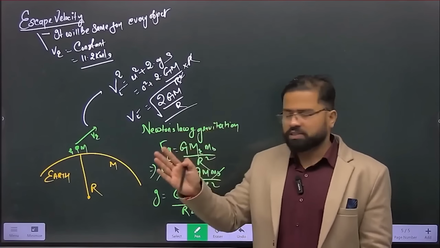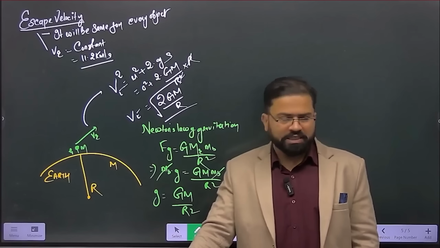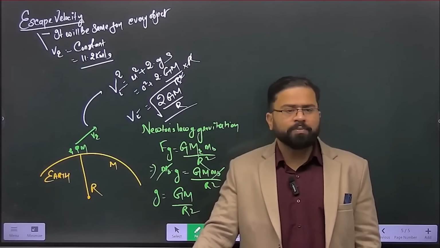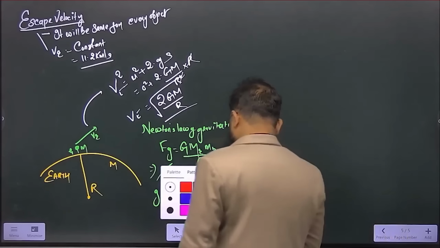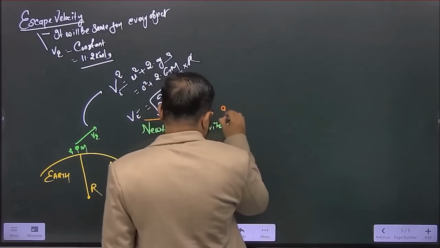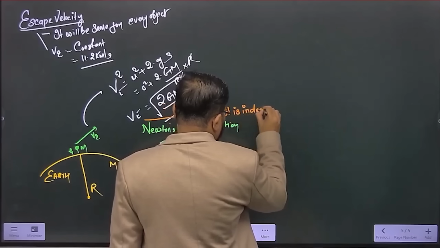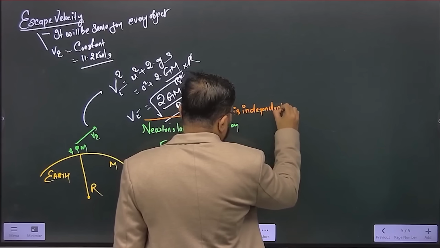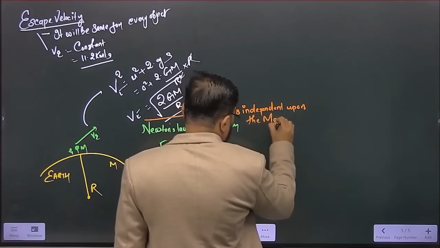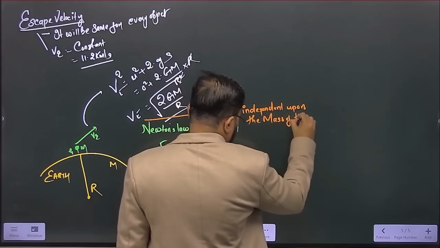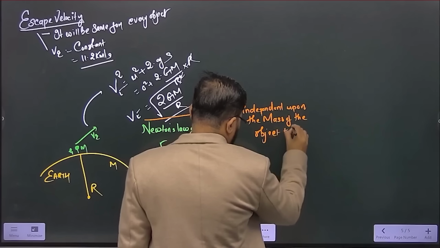G, this gravitational constant, is constant throughout the universe. Mass of the earth is also constant. Radius of the earth is more or less also constant. And because of this, escape velocity is constant. It is independent of the mass of the object to be thrown.